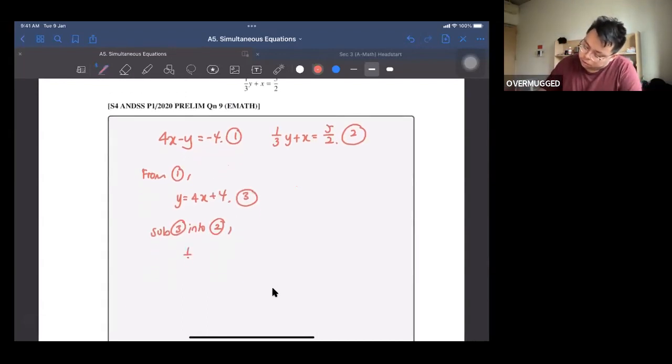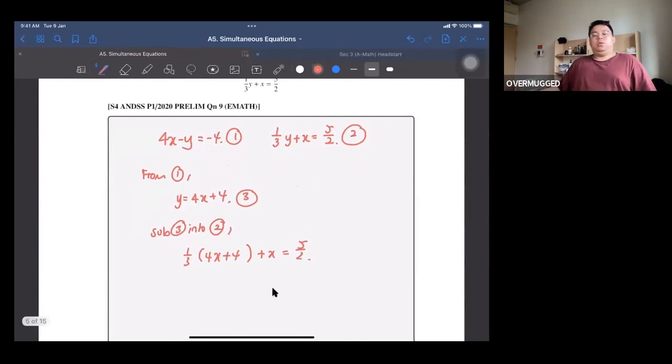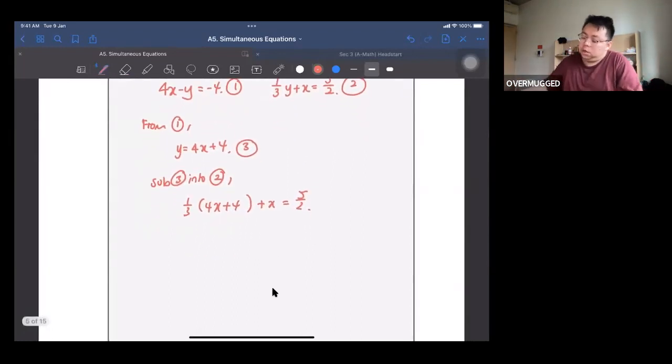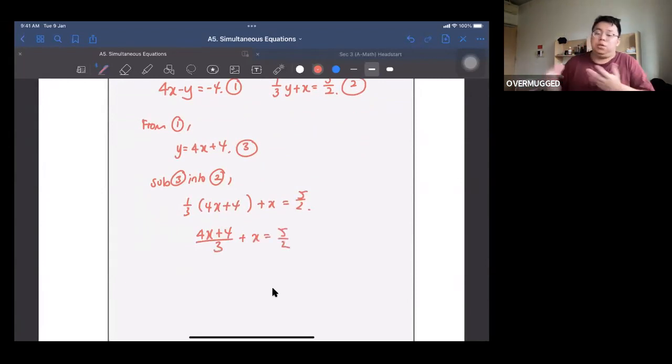So 1 over 3, (4x plus 4), plus x equals 5 over 2. Okay, this looks a little bit scary, so let's go through it now. Let's simplify this whole thing. So this will be (4x plus 4) over 3 plus x. I'll just write a single x equals 5 over 2. Now this is just about equation solving, so let's do it now.